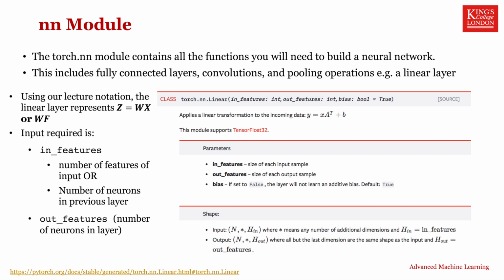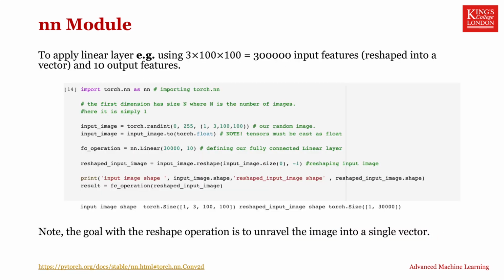The second required argument is out features, which equals the number of neurons in the current layer. It also has bias equal to true by default. We can apply this to some simulated input data, which we'll create as a 3 by 100 by 100 3D image. But to use it with a linear or fully connected layer, we first need to stretch that out into a vector using the reshape operation.